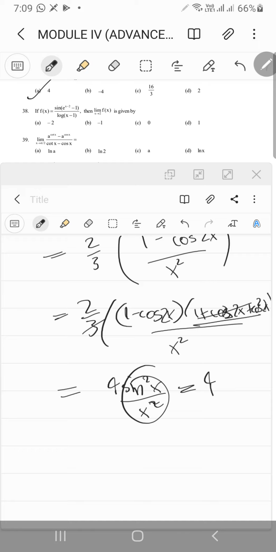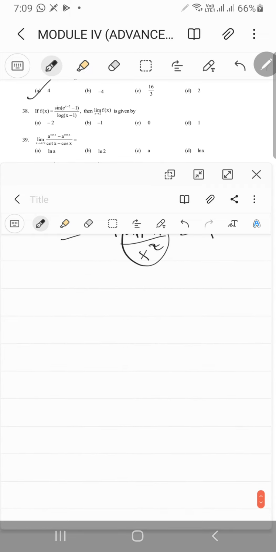Okay, sine of e to the power of x minus 2 minus 1 upon log of x minus 1, and we have x approaches 2. So this should be a 0 by 0 situation in that case, so let's just take a derivative. Should we? Yes, we should take a derivative on top and bottom, right?